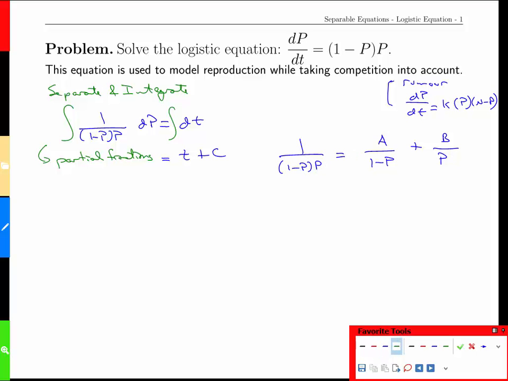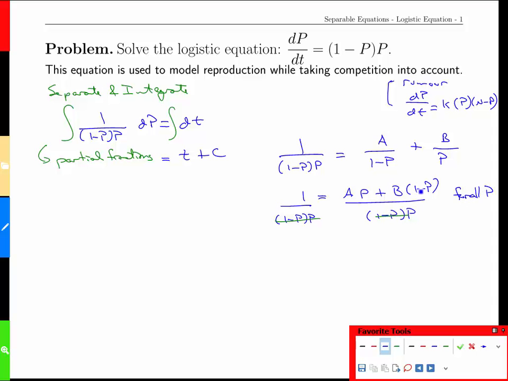Then we cross multiply, get a common denominator. This is missing a p, so I'll have a times p. And in the other term, we'll have b times (1 minus p). These would all be over the same common denominator, but that doesn't really play a role in the calculations. But that's how we get to this second expression here. So now we equate the numerators, and these have to be true for all p.